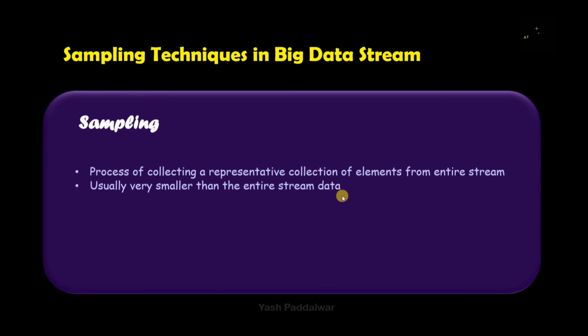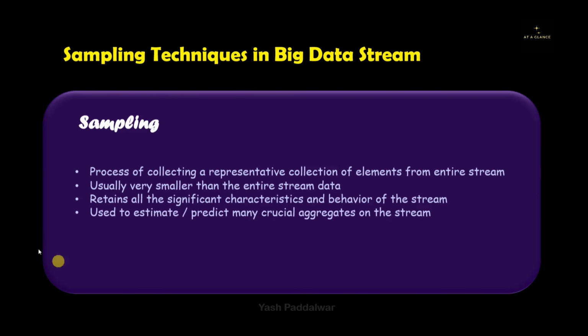Now, when we compare the sampled data with the actual data stream, our sampled data will be very much smaller than the entire data stream. Always remember that a good sample will always retain all the significant characteristics and behavior of the streams. For example, if your entire stream is normally distributed, then the sample that is chosen, if it is a perfect sample, will also be a normally distributed sample. And hence, a good sample will always retain the characteristics of the original data stream.